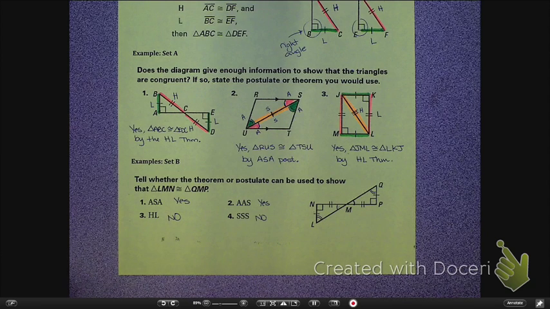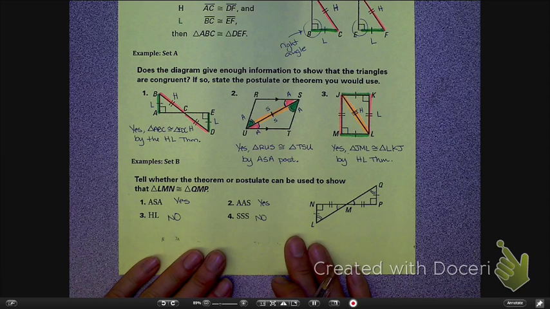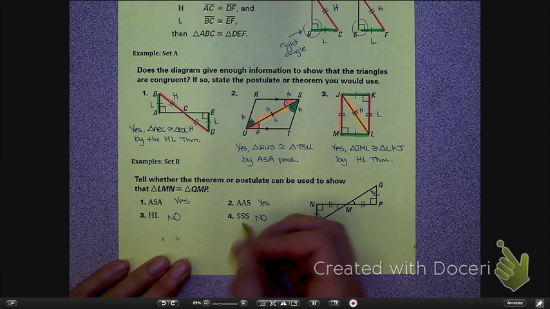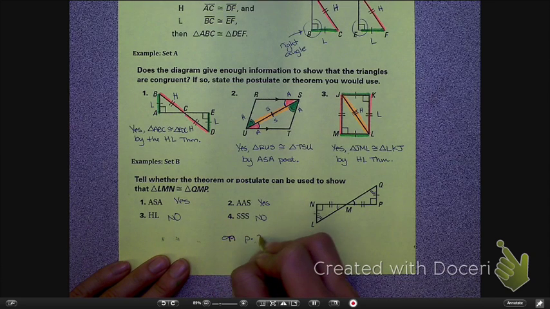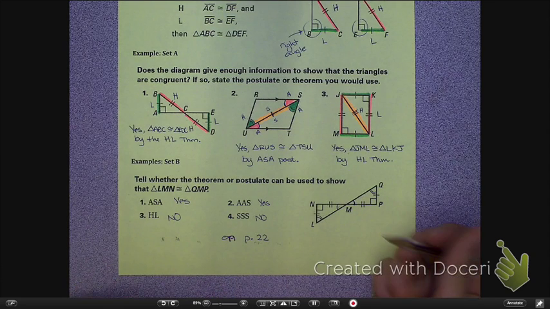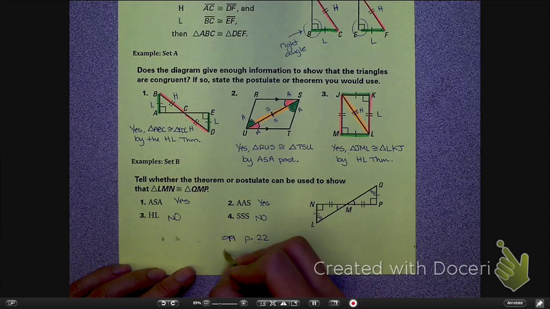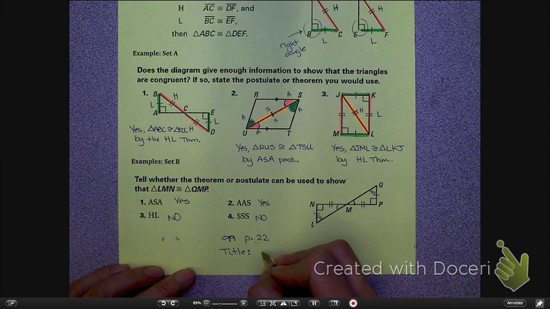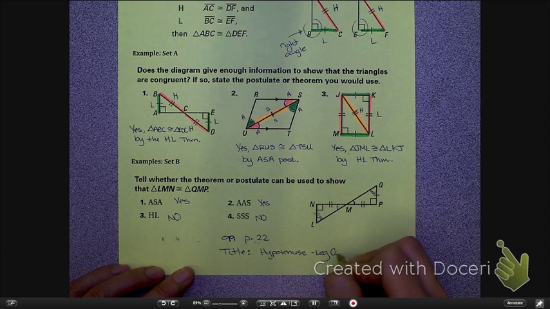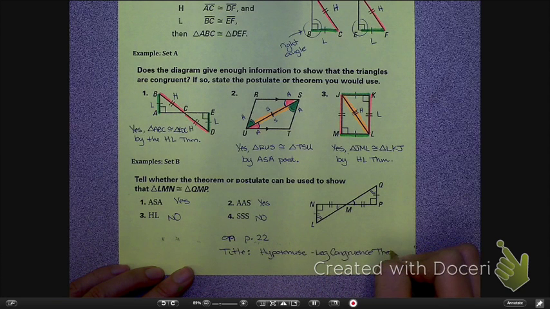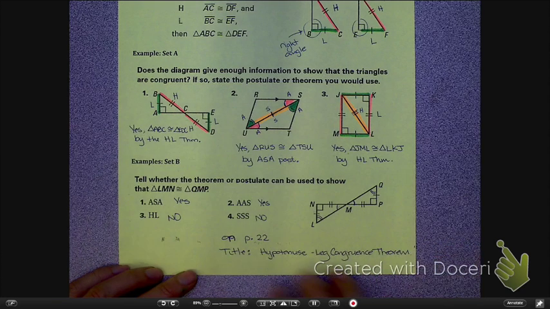You guys are going to staple this onto page 22 in your notebook. So on page 22 in your notebook, in your table of contents, your title for page 22 should be hypotenuse leg congruence theorem. So you can write that down as your title in your table of contents and then get this stapled in where it belongs.